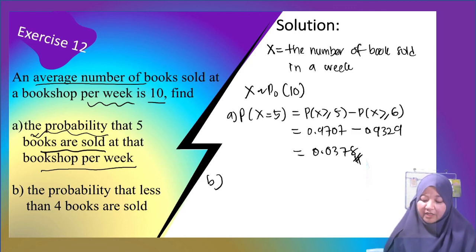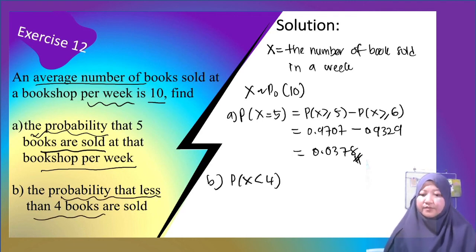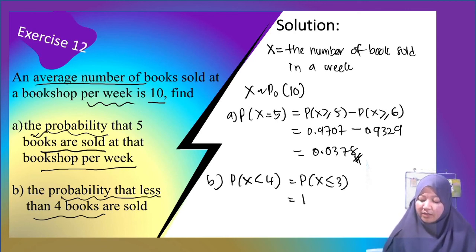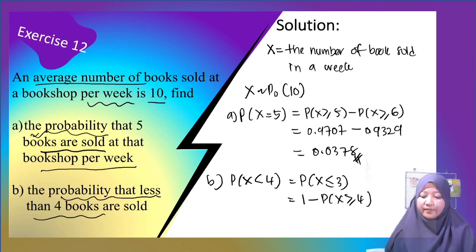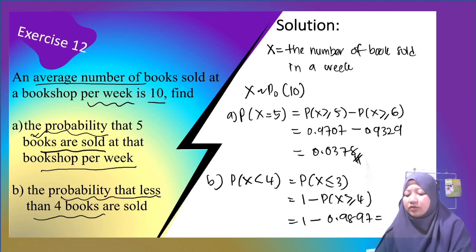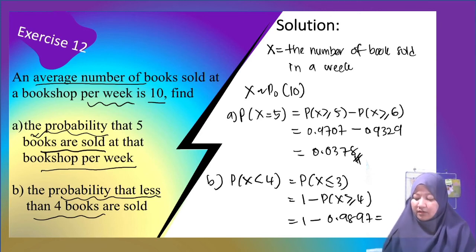B, the probability that less than 4 books are sold. Less than 4 books. Probability X less than 4 books. So, this one is equivalent to probability X less than or equal to 3. Then, 1 minus probability X greater than or equal to 4. Okay, we have 0.9897, equal to 0.0103.